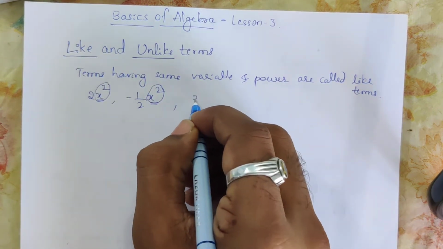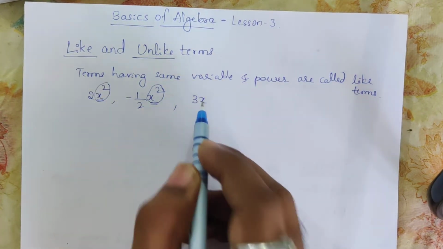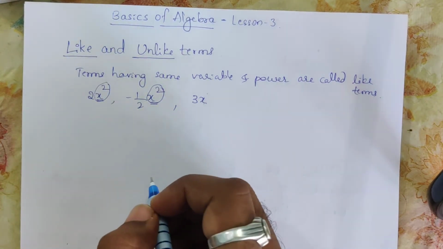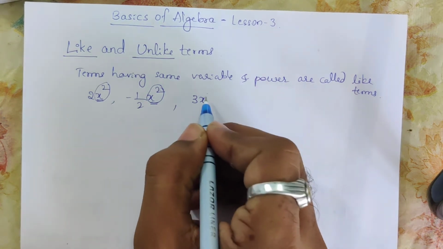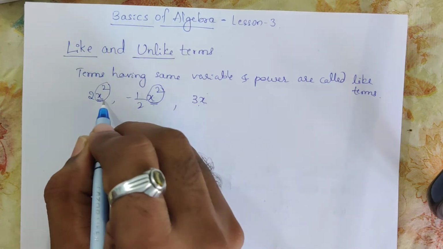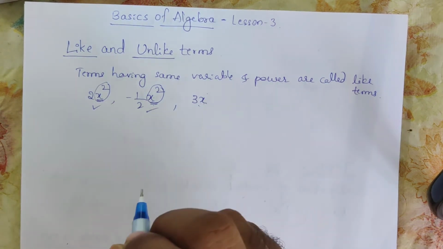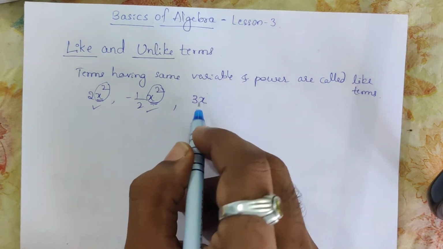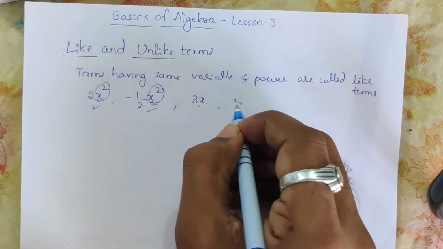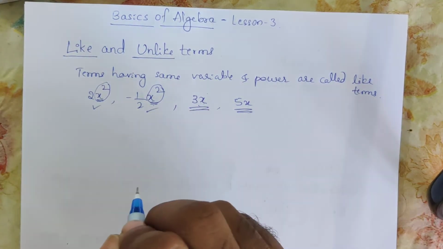Suppose I write 3x. Here it is x square, here only x. That means the variable should be the same and the power should also be the same to call them like terms. But for 3x, you don't have power 2. That's why 3x cannot be similar to these two. So these two can be called like terms, and 3x won't mix in this group. Whereas if I write 5x, then 3x and 5x are like terms.